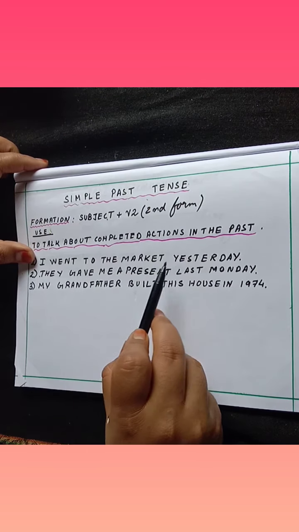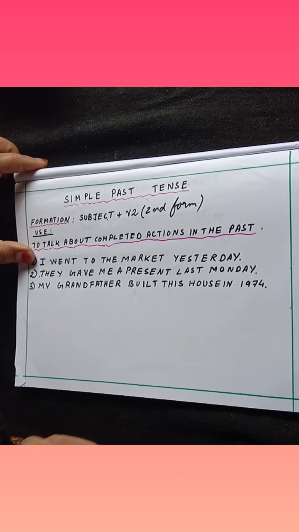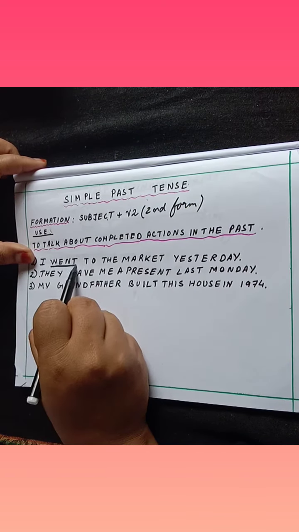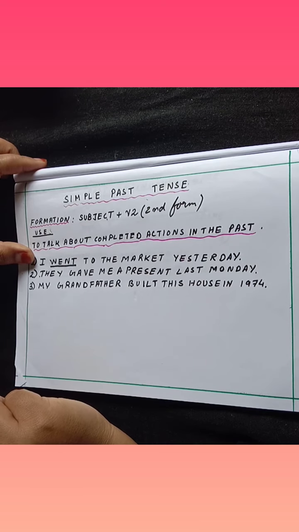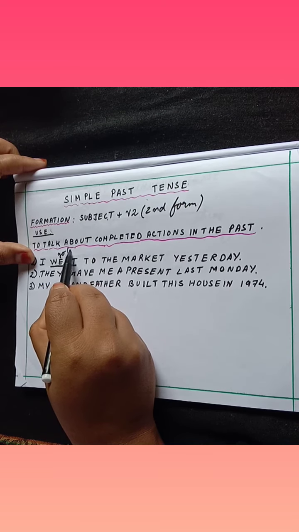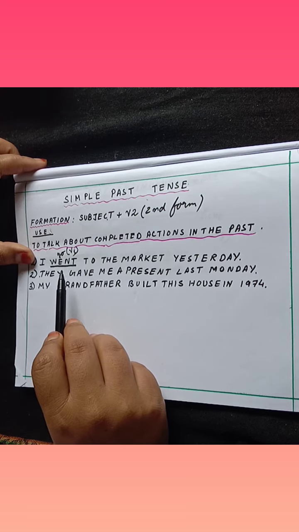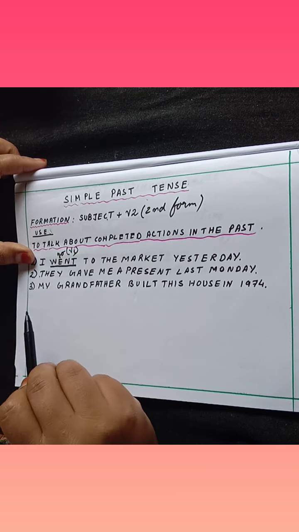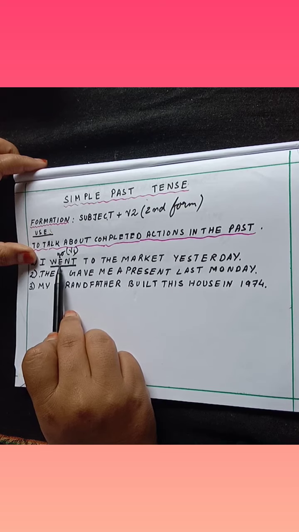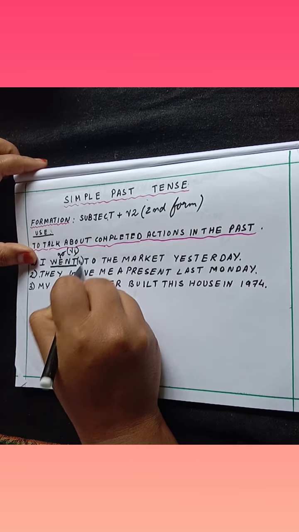I went to the market yesterday. Here you have to notice two things. The verb went. Went is the second form or the past form of the verb go. Go is the first form and went is the second form. Gone is the third form. Go, went, gone. So the verb go is in its second form.